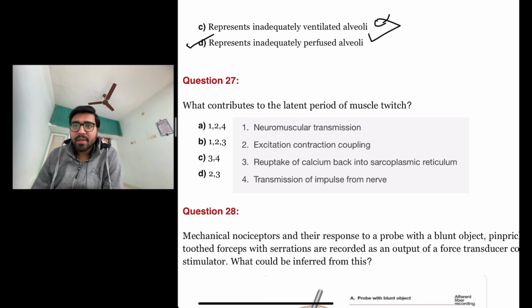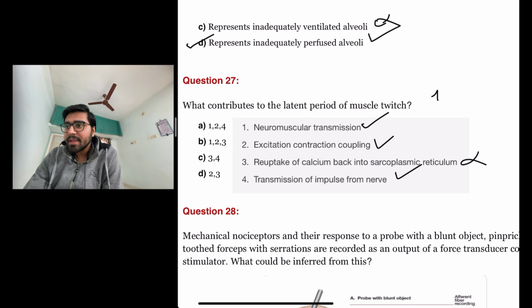The next question is what contributes to the latent period of muscle twitch? Let us look at the statements. Neuromuscular transmission, yes, it contributes to the latent period of muscle twitch. Excitation contraction coupling, yes, it contributes. Reuptake of calcium back into sarcoplasmic reticulum, no, it cannot contribute to latent period of muscle twitch. Transmission of impulse from nerve, yes, it contributes. So the answer here is 1, 2, and 4. The answer is A.